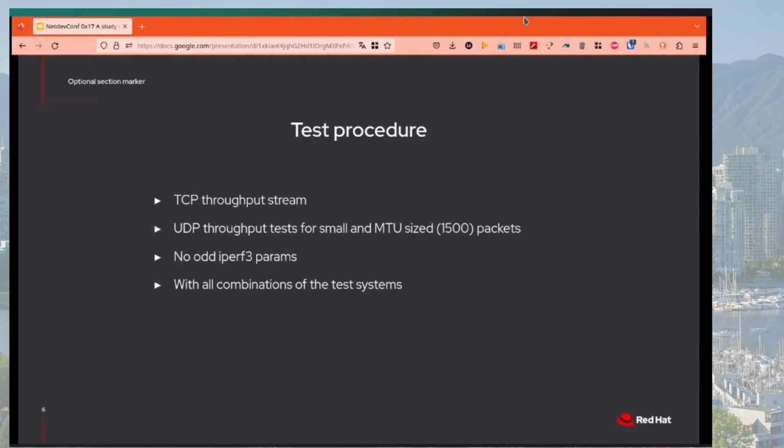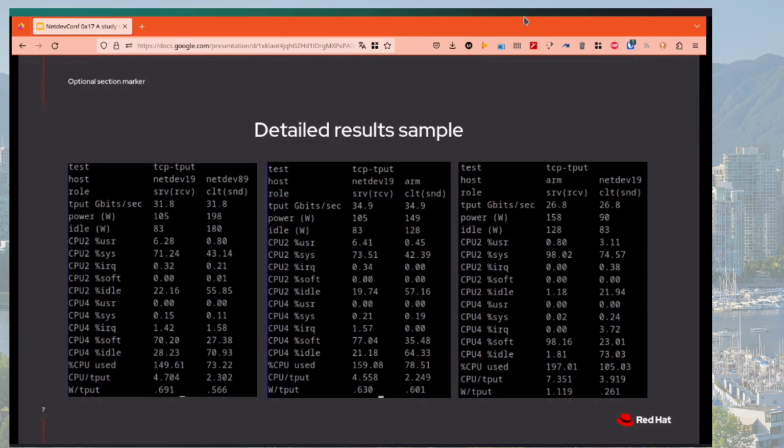So, test procedure. The test consisted of testing these combinations, these protocols, in combinations on all these 3 systems. So one sending traffic to another with all the possible combinations that it had. UDP tests they had for small and MTU-sized packets of 1500, and didn't use any special IP parameters. So this is a sample of the results that I had.